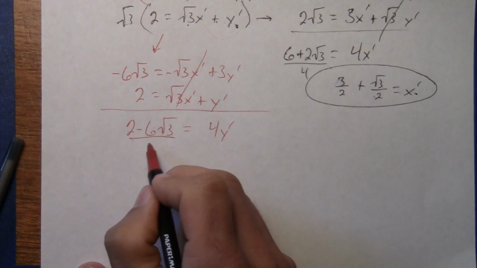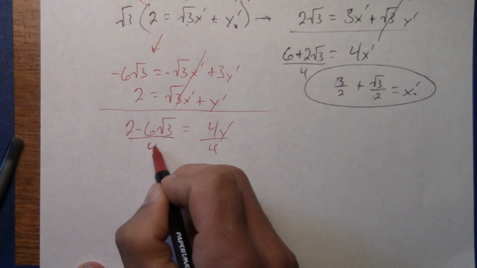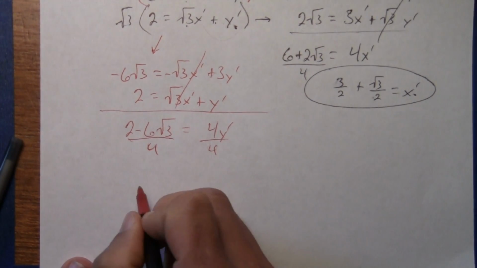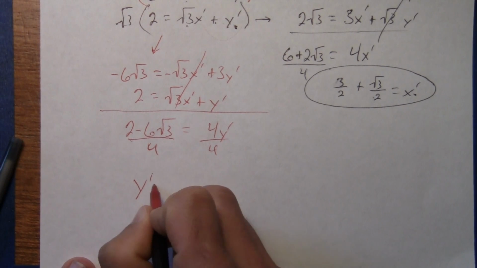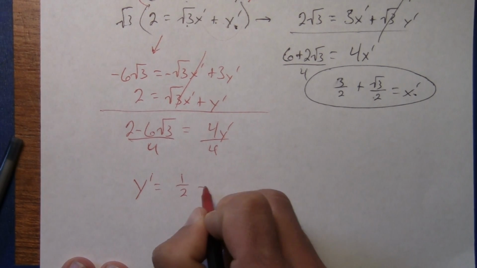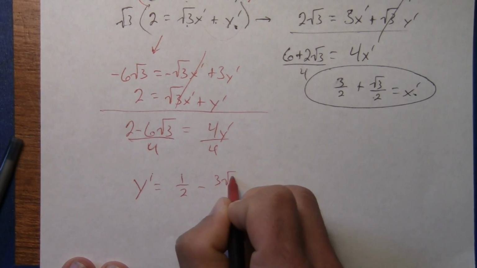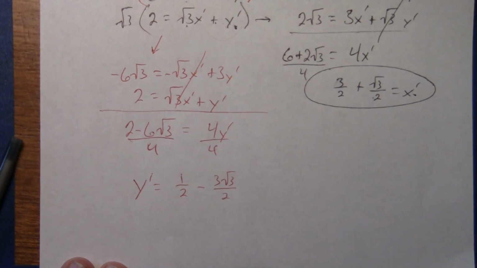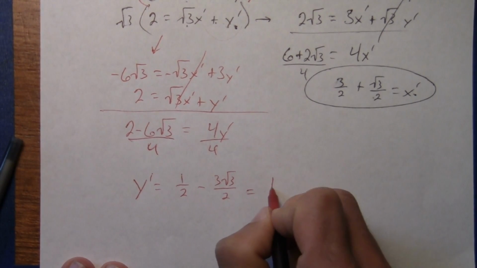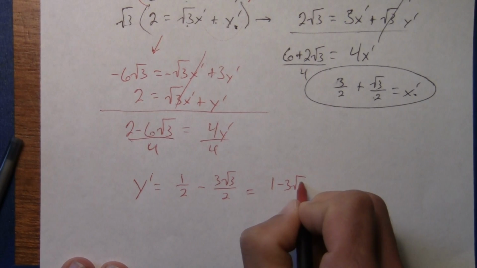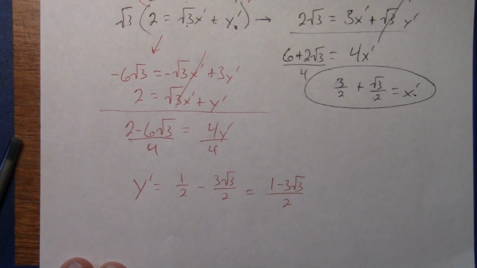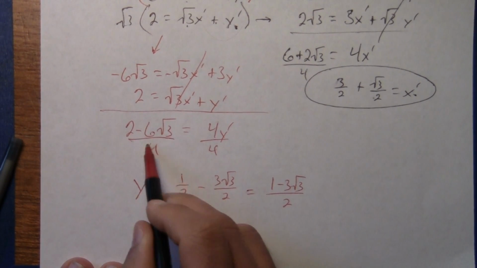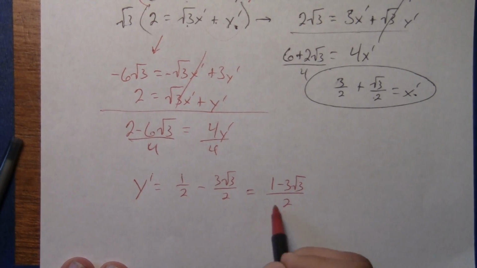Again, I would divide both sides by 4, or whatever the case may be. And again, if you can break it apart and simplify, do that. So I would say that y prime is equal to 1/2 minus 3 square roots of 3 over 2. And since they have the same denominator, you can easily write it like this if you prefer. It's kind of up to you. If you can simplify when you break it apart, I would say do that. If they still have the same denominator, then probably go ahead and combine them back together again.